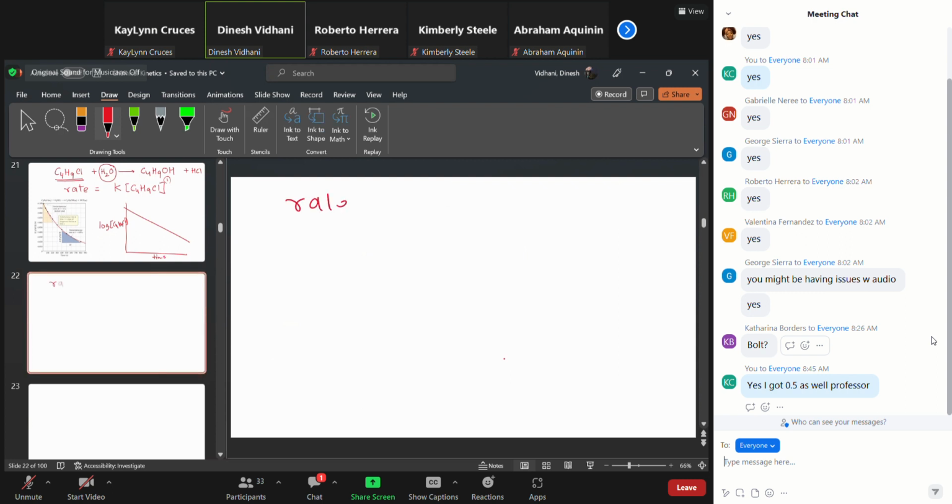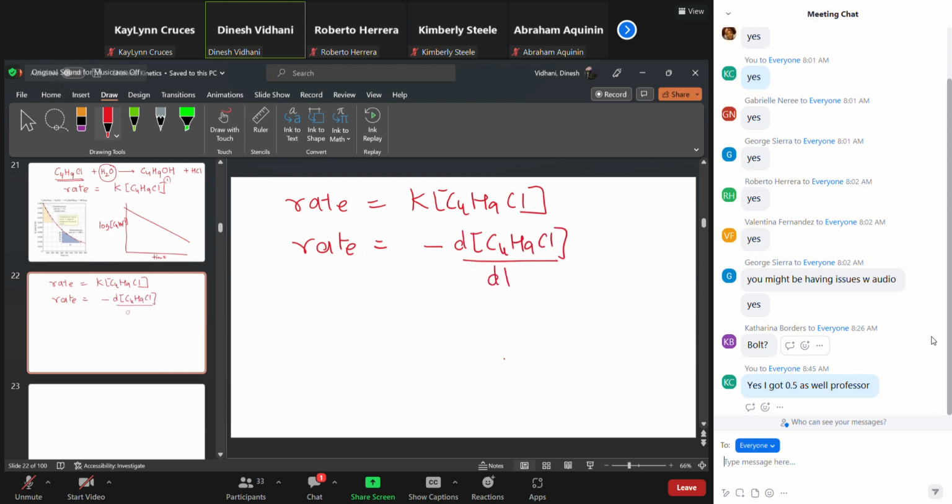Rate equals to K C4H9Cl. But then the rate is also equals to the decomposition of C4H9Cl. That's what we saw before. That's the rate, right? So if this is equals to the rate, can I equate these two together? Just like if A equals to B and A equals to C, can I say B equals to C? Definitely I can say that.